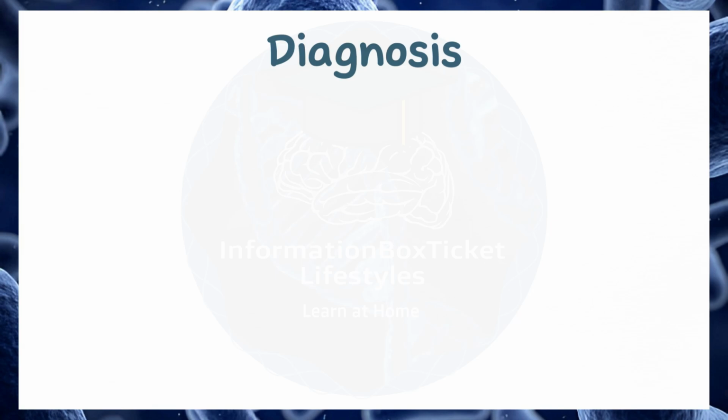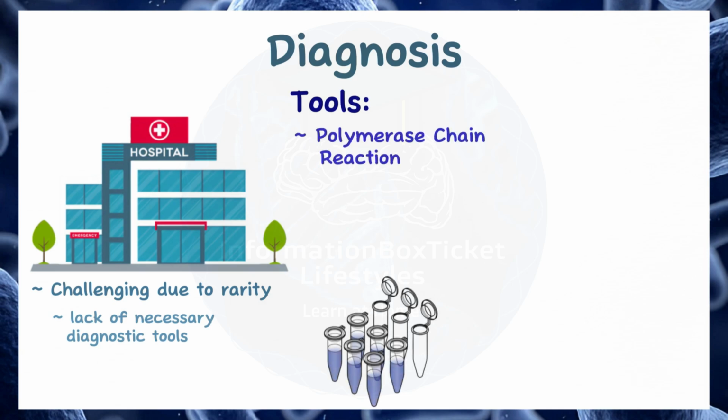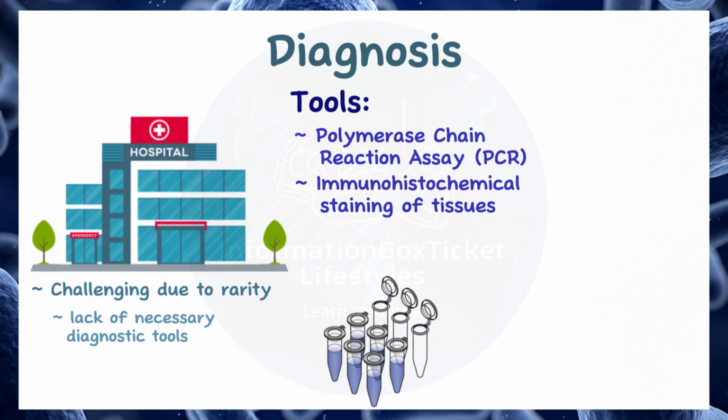Diagnosing anthrax can be challenging due to its rarity and the fact that many hospitals may lack the necessary diagnostic tools. The diagnostic methods used for anthrax include a polymerase chain reaction, PCR, assay, which detects B. anthracis DNA directly, and immunohistochemical staining of tissues, which identifies B. anthracis antigens in tissue samples.